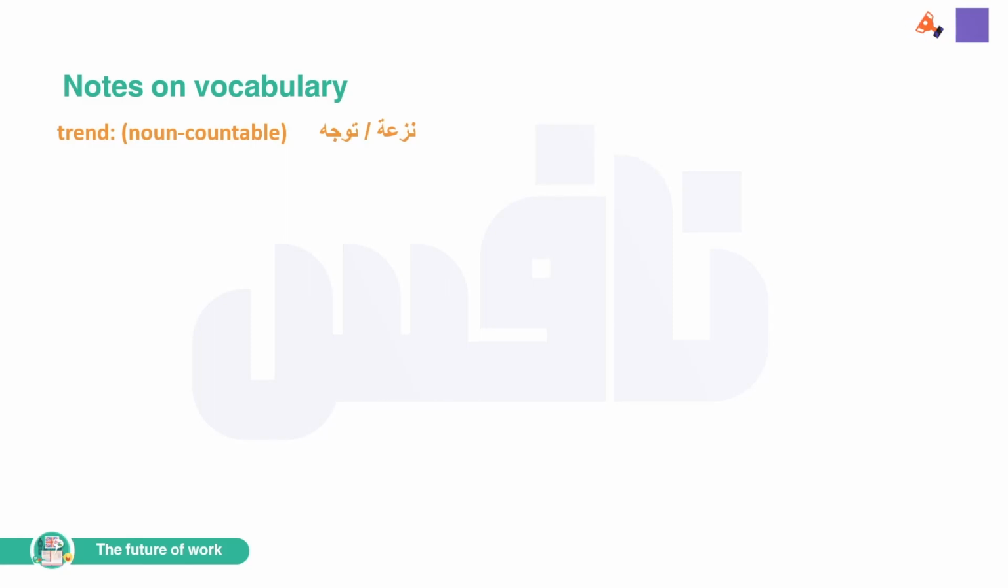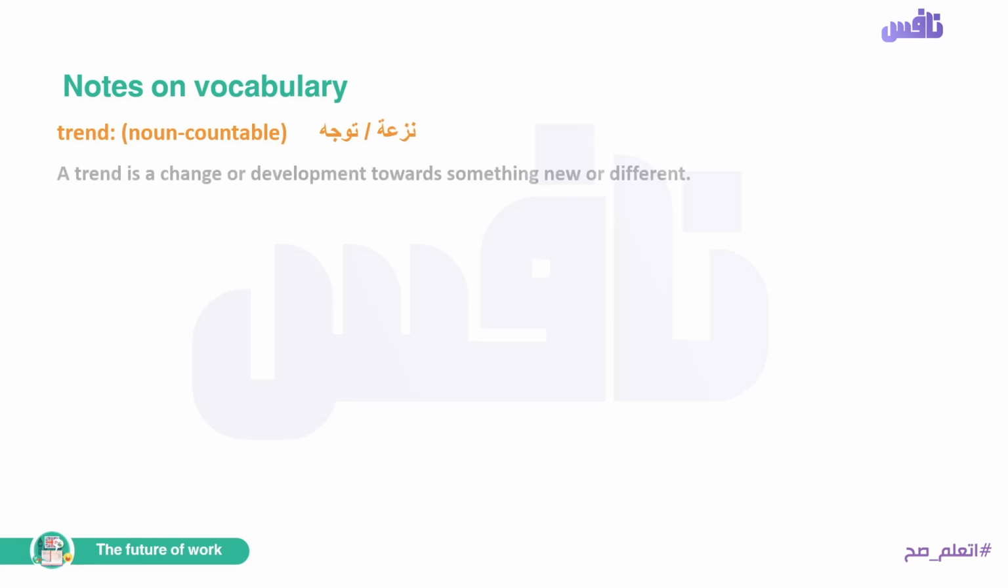The first word we're going to deal with is trend. Trend is a noun. It is a countable noun. It means نزعة أو توجه. Let's deal with its definition in English.